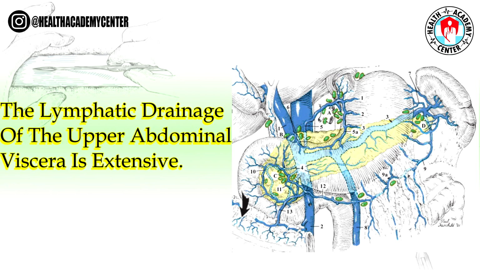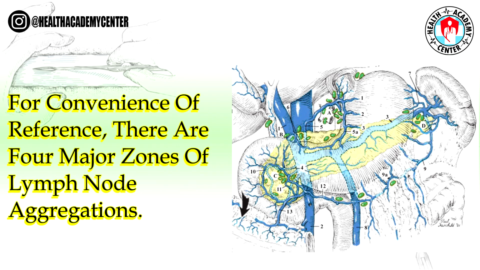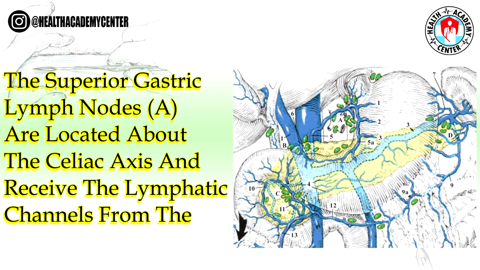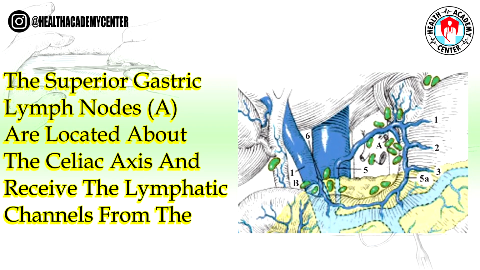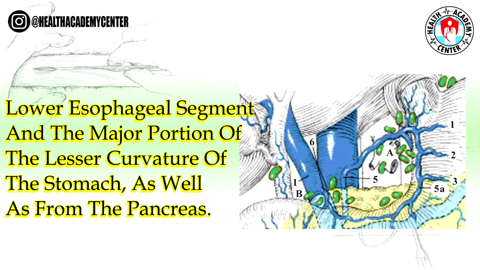The lymphatic drainage of the upper abdominal viscera is extensive. Lymph nodes are found along the course of all major venous structures. For convenience of reference, there are 4 major zones of lymph node aggregations. The superior gastric lymph nodes are located about the celiac axis and receive the lymphatic channels from the lower esophageal segment and the major portion of the lesser curvature of the stomach, as well as from the pancreas.